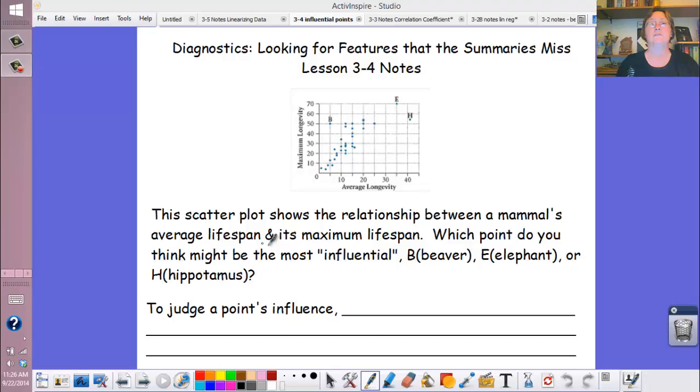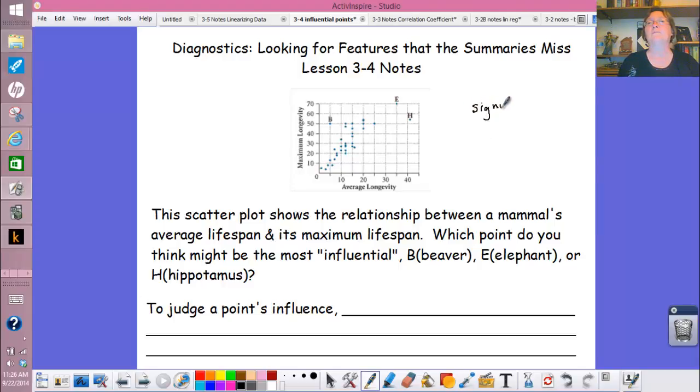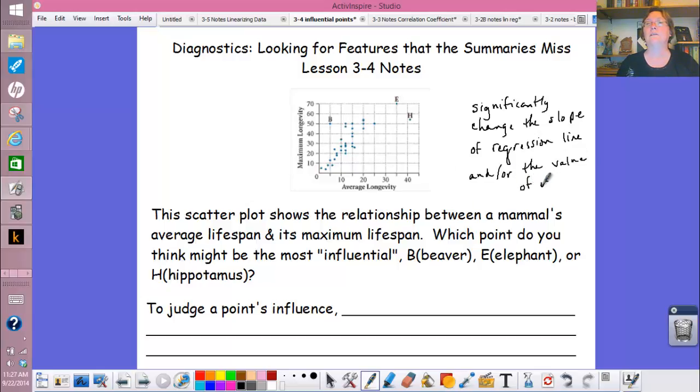Any one of those 3 points you could call influential, or to be considered influential, it must significantly change the slope of the regression line, and the value of the correlation coefficient, or the value of R. And as you can see, any one of those 3 points may be able to do that.